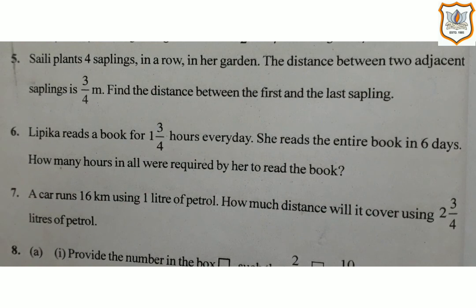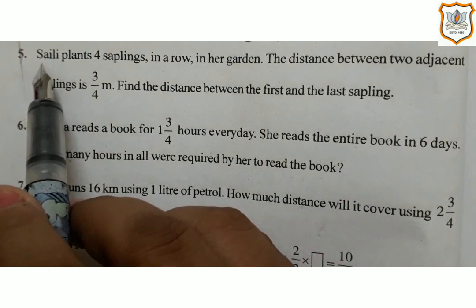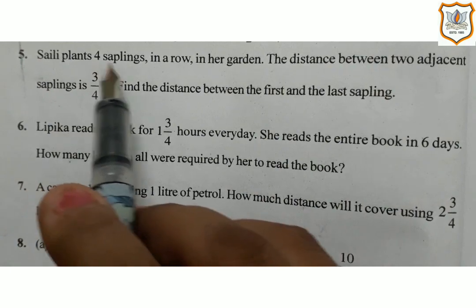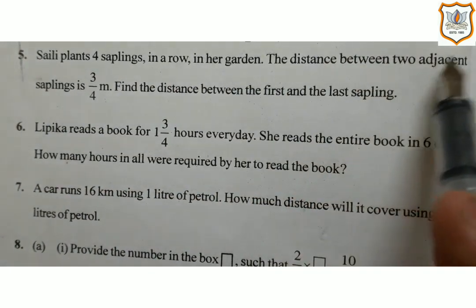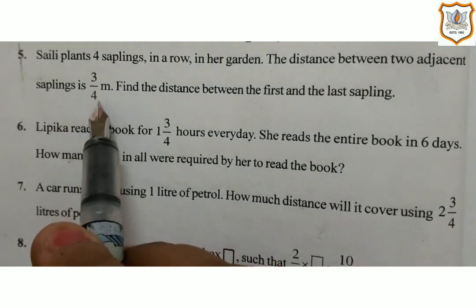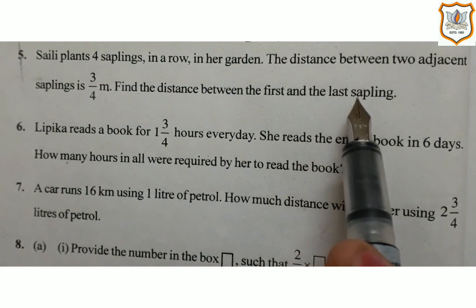Today we are going to solve the rest of the questions of exercise 2.3. So let's start with question number 5. Question number 5 of exercise 2.3 is: Sally plants 4 saplings in a row in her garden. The distance between two adjacent saplings is 3/4 meters. Find the distance between the first and the last sapling.